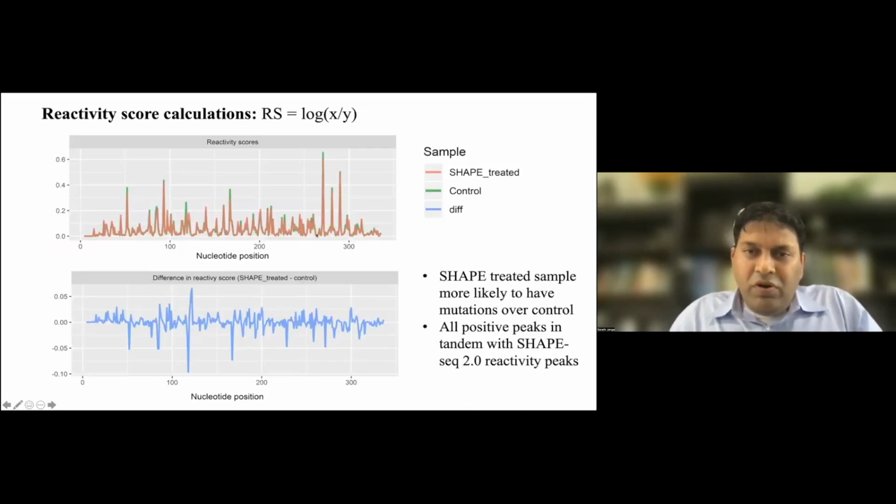From our approach, you will see on the top, the y-axis is the extent of SNPs that are seen at a particular location. The y-axis is the extent of modification, while the x-axis is the nucleotide position. So the SHAPE-treated and control, and at the bottom you see the difference, which is the log of x by y. We noticed that in most of these locations where short read data has already been used for the same molecule to generate the structure, we had an agreement with the scores. So we ended up using log of x by y as a reactivity score.